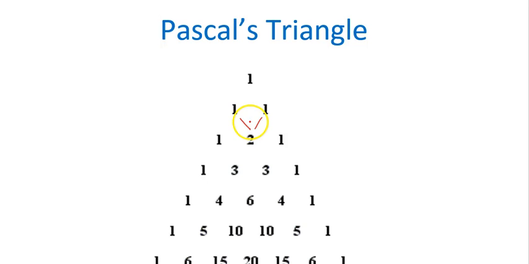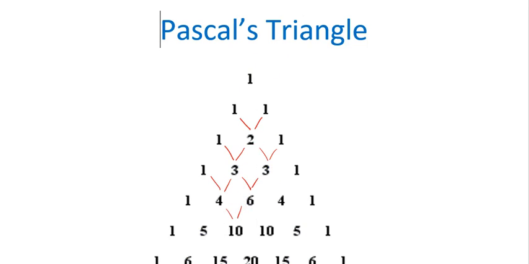So 1 plus 1 is 2. That gives you this 2. This 3 comes from 1 plus 2. This 3 comes from 2 plus 1. This 6 comes from 3 plus 3. The 4 comes from 1 plus 3. The 10 comes from 4 plus 6, and so on.